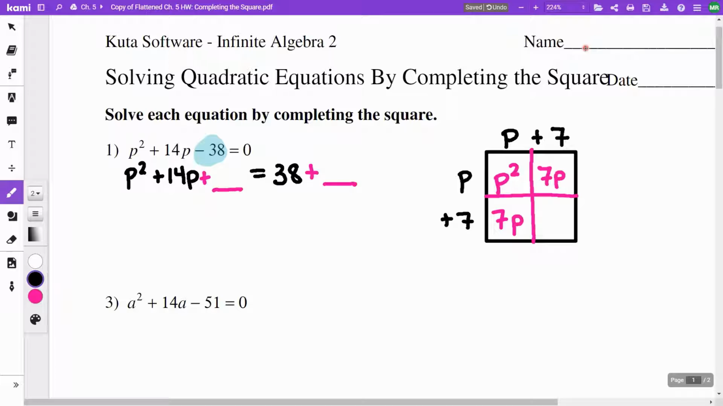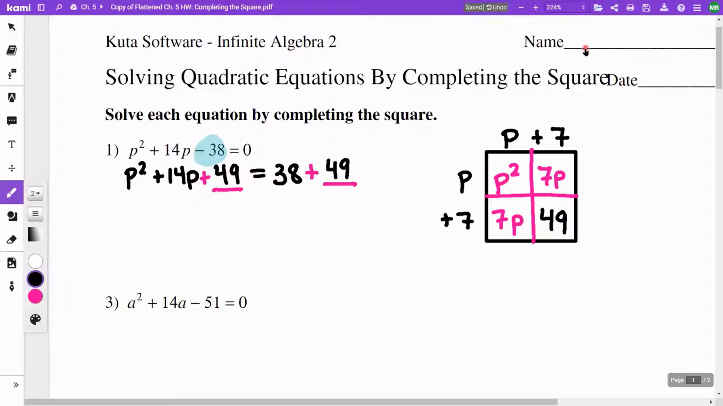Now, that's what I have currently, p squared plus 14p on the left-hand side of my equation. Now, the problem is, you'll notice that there's a blank here. Whatever goes there is what's going to go here to make it a perfect square. So what that needed to be is a 7 times 7, which is a 49. So we're going to add 49 here, and we're going to add 49 here.